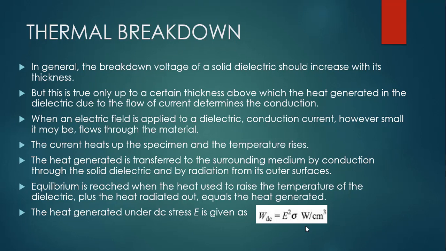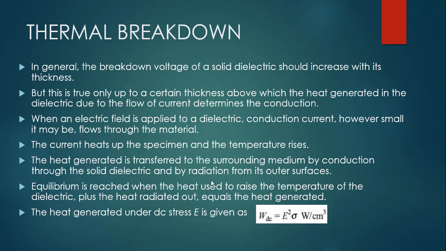When an electric field is applied to a dielectric, the conduction current, however small it may be, flows through the material. The current heats up the specimen and the temperature rises. The heat generated is transferred to the surrounding medium by conduction through the solid dielectric and by radiation from the outer surfaces. Equilibrium is reached when the heat used to raise the temperature of the dielectric plus the heat radiated out equals the heat generated. The heat generated under DC stress E is given by this equation.